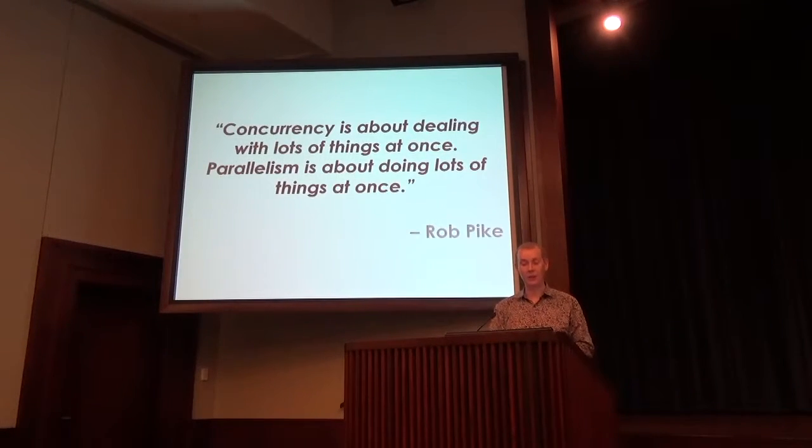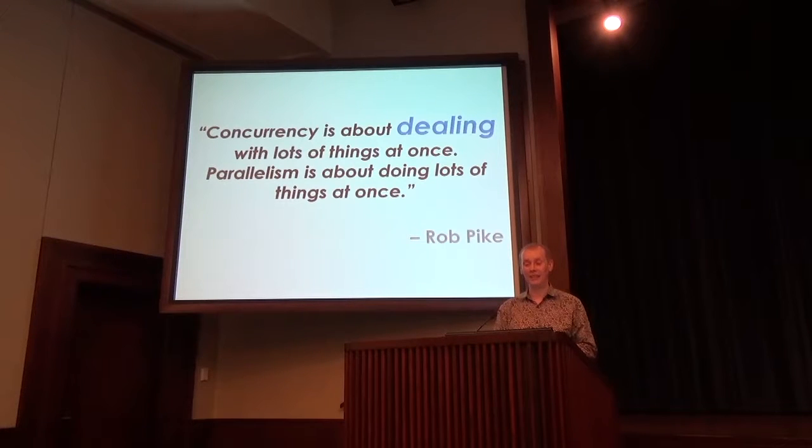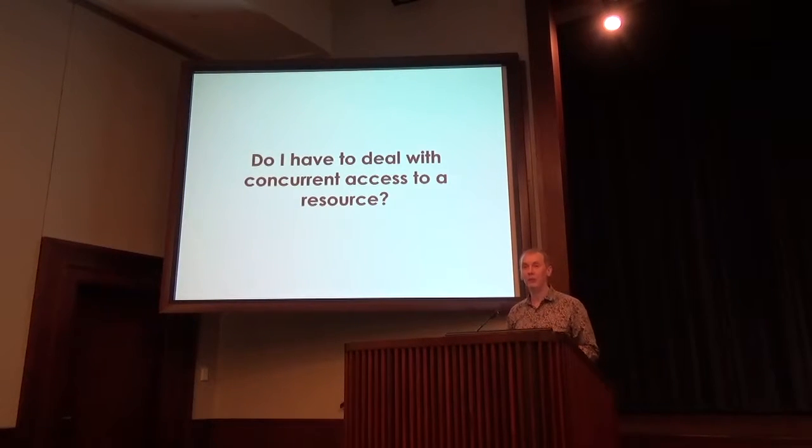One of the ones that I really like is Rob Pike's discussion, so Rob Pike of Go fame, and particularly I like to highlight the dealing. Concurrency is about dealing with lots of things at once, whereas parallelism is about doing lots of things at once. Teasing those apart really helps you reason about this. We often have to deal with concurrent access to a resource, and that's where the fun and games usually starts, because if it's just pure parallel, it's generally not too bad.